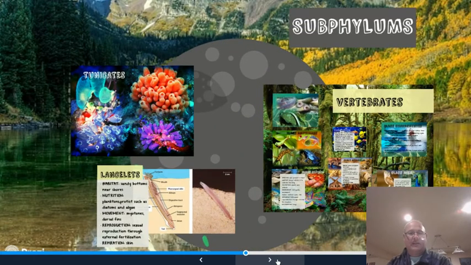All right, so we're going to look at some of the subphylums, and we'll go pretty quickly here. There are 3 main subphylums of chordates. We have what are called the tunicates, the lancelets, and then the vertebrates.